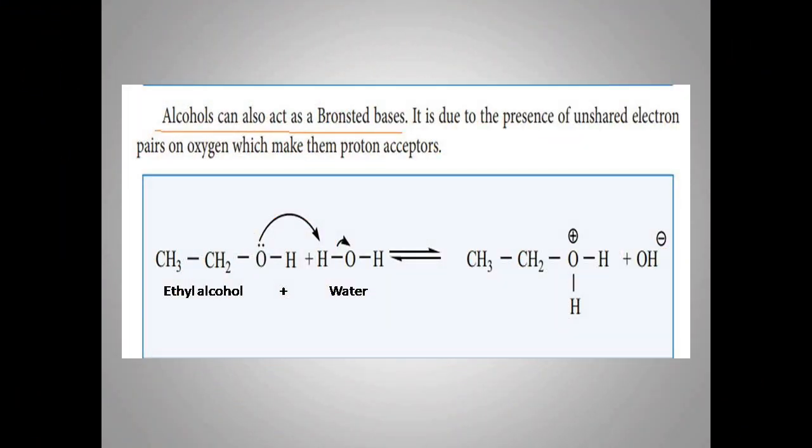Sometimes alcohol can act as a Bronsted base. Bronsted bases are those which accept a proton. Because of the presence of unpaired electrons on oxygen, it accepts a proton from water. When you compare water and ethyl alcohol, which one is the acid? The water has acidic character and ethyl alcohol has basic character.